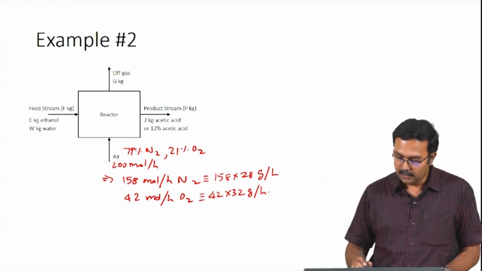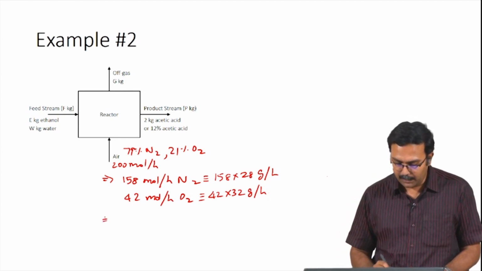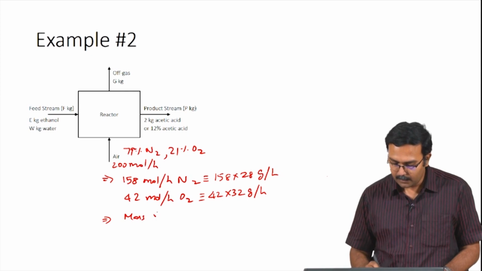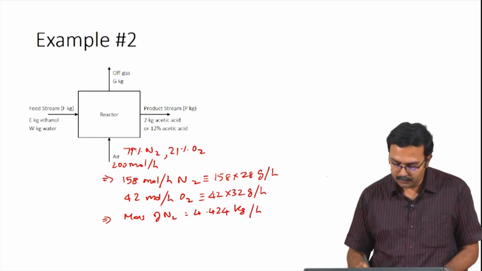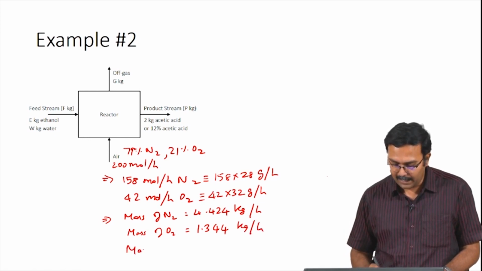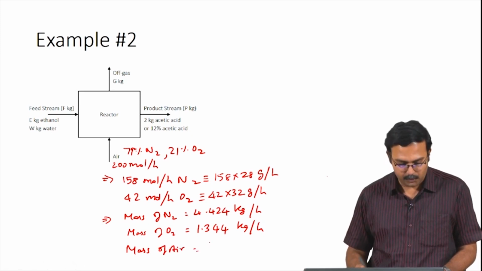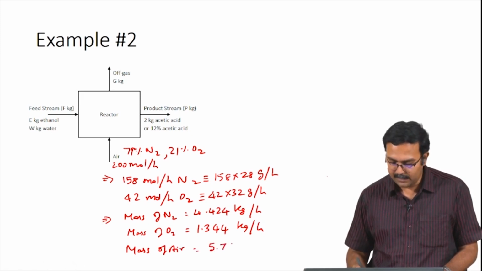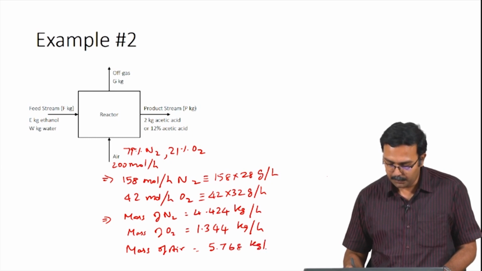So, using this we can calculate the mass of nitrogen as 4.424 kilograms per hour and mass of oxygen is 1.343 kilograms per hour. So, the mass of air entering the system would be the summation of these two, giving you 5.768 kilograms per hour.